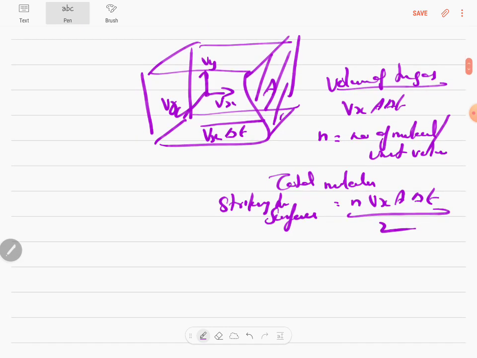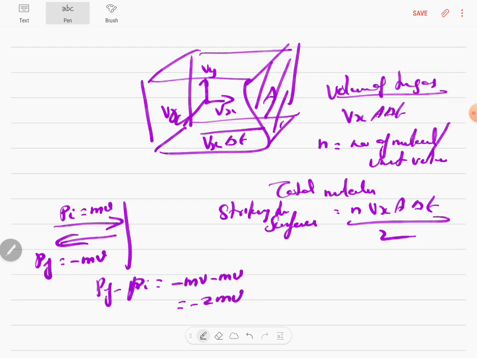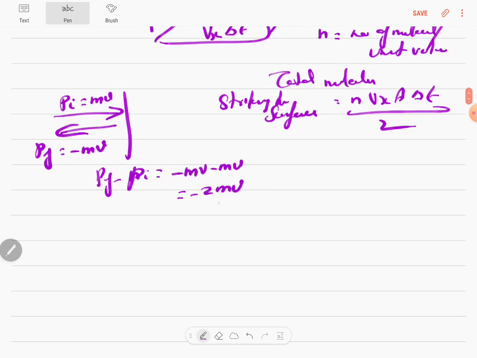And you're going to calculate the change in momentum. When the molecule strikes the wall and bounces back, the final momentum P final is minus mv and the initial momentum P initial is mv. So P final minus P initial will be minus 2 mv. And you want to find the mass. Supposing this is along the x direction, you just put x and get 2 mvx. Similarly, we'll have the y direction and the z direction.